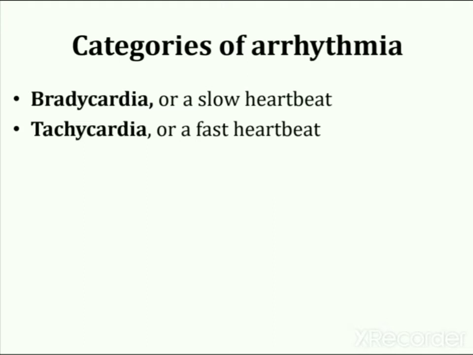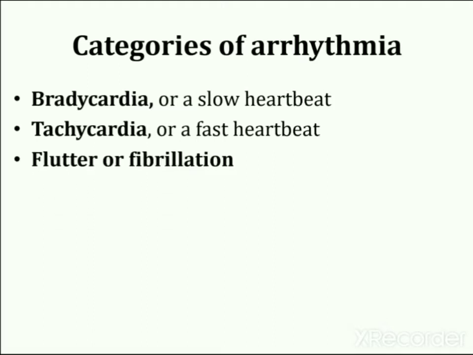Next is tachycardia, or a fast heartbeat. This is an irregularly fast heart rate, 100 beats per minute or more. Depending on where the fast heart rate begins will determine what type of tachycardia it will be. It can be classified as ventricular or supraventricular. Next is flutter or fibrillation, which represents an irregular heartbeat. And the last one is premature contraction. Due to premature contraction, an early heartbeat occurs.